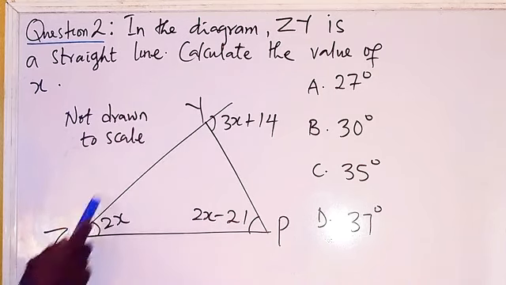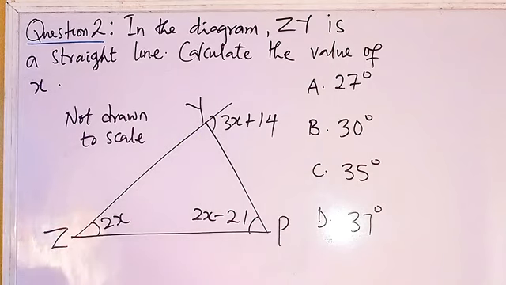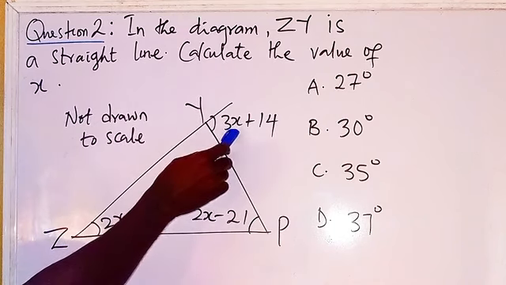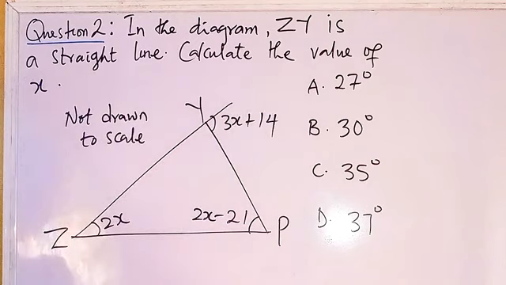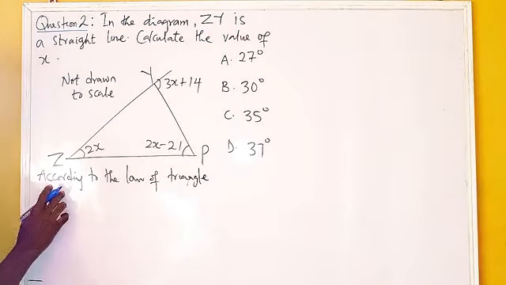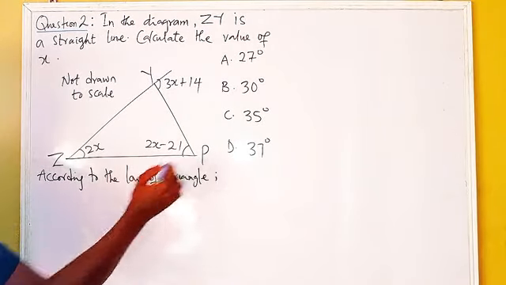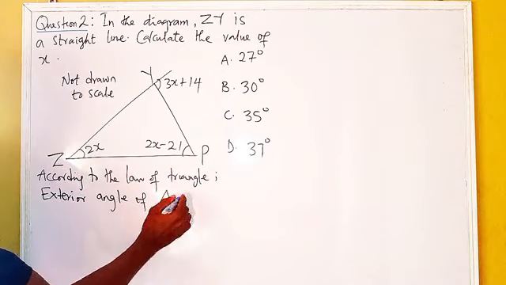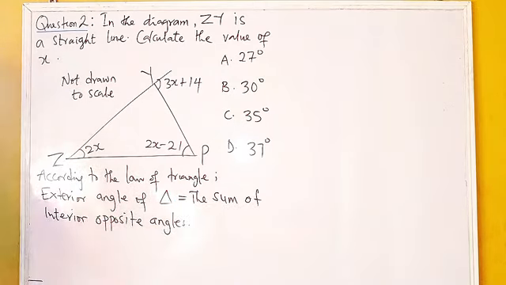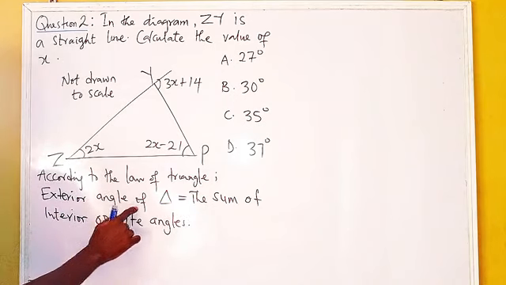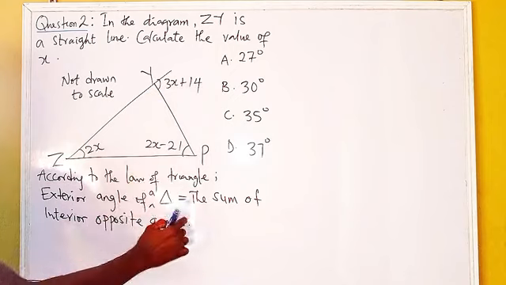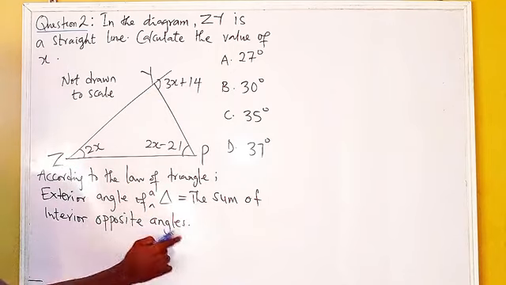Now this is a triangle, right? We have two angles inside the triangle and have one outside. The one that is found outside is called the exterior angle. So, right, according to the law of triangles, the exterior angle of a triangle, any form of triangle, the exterior angle is equal to the sum of the interior opposite angles, this one.